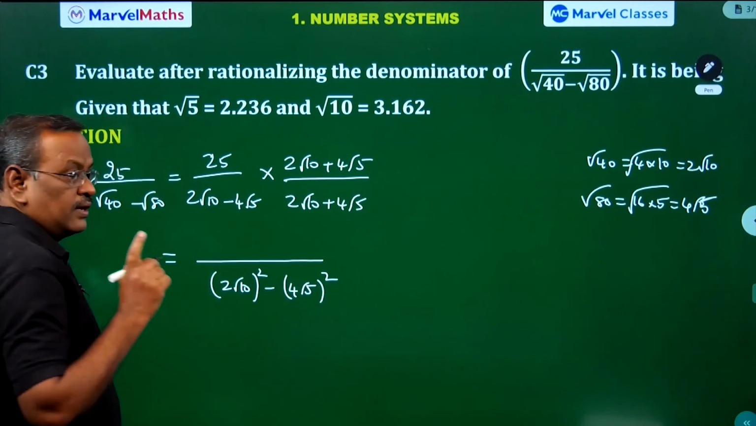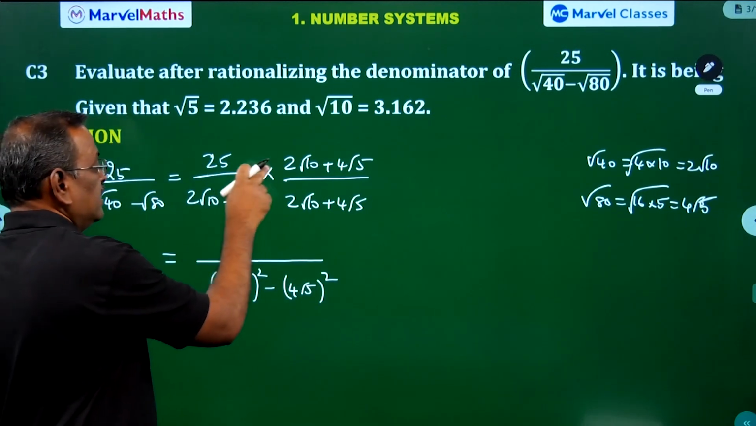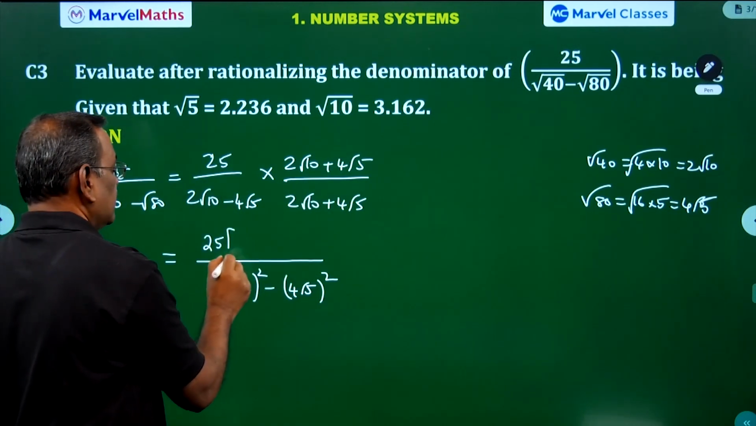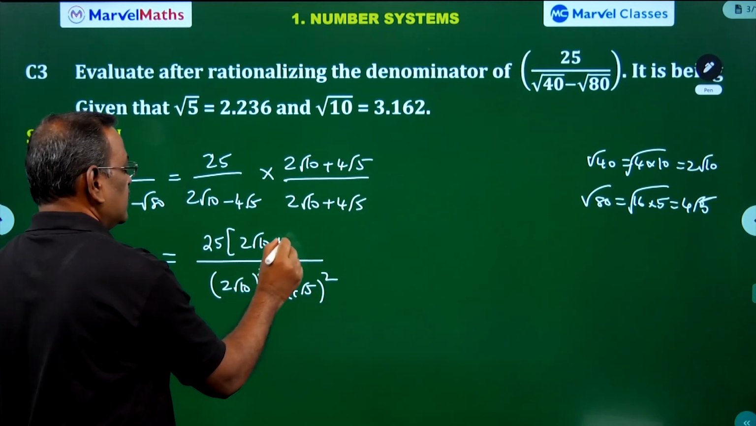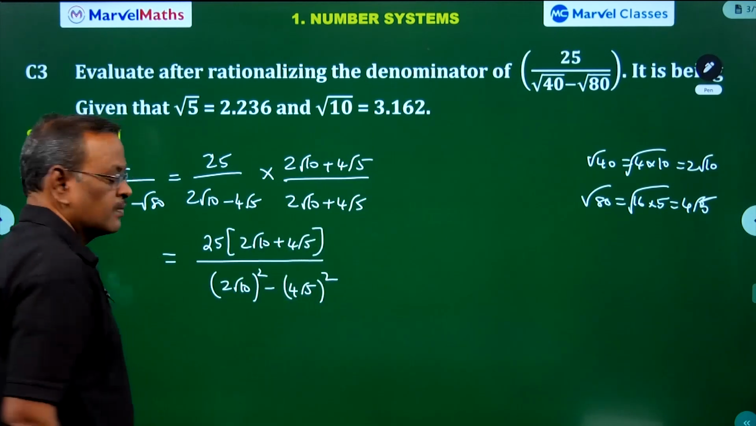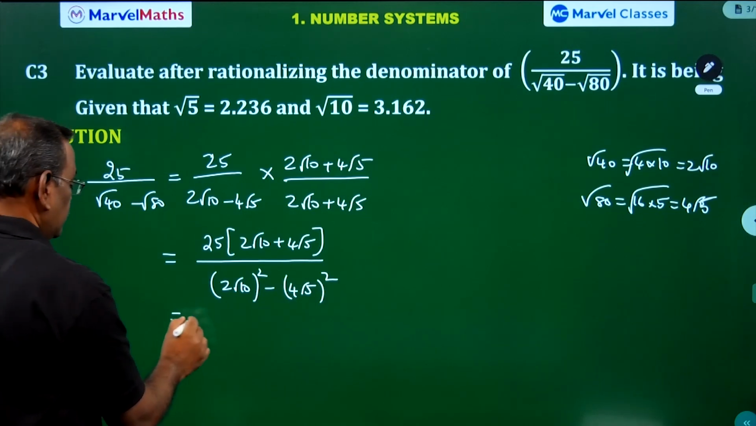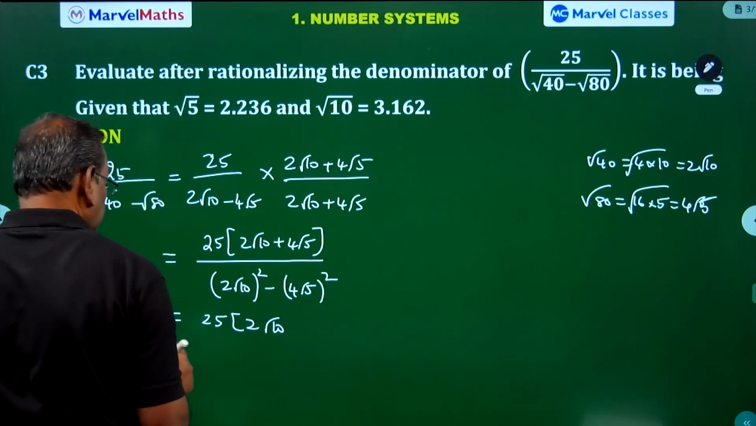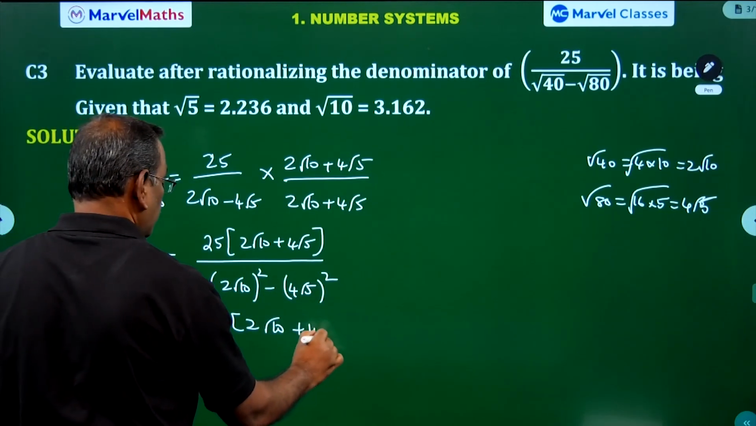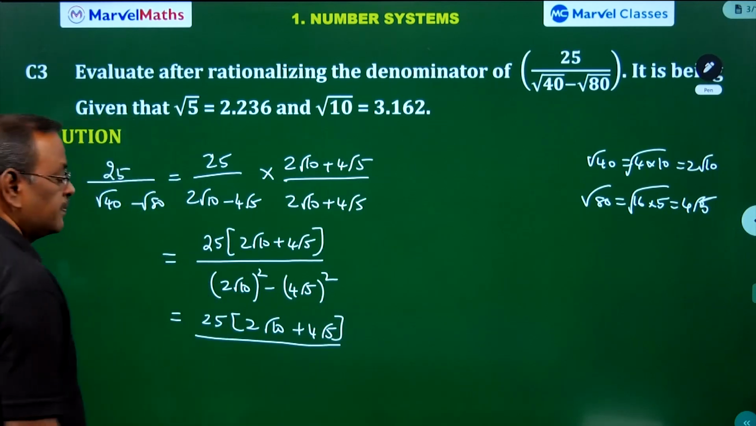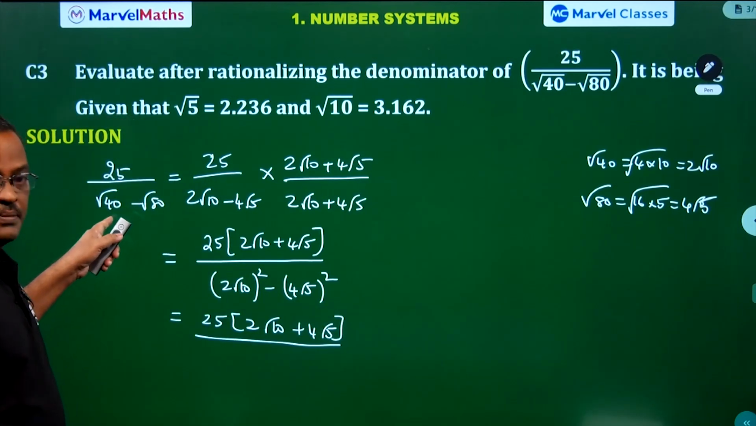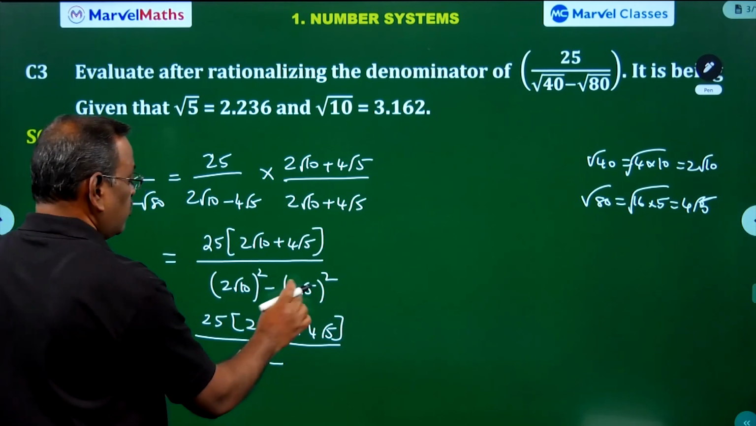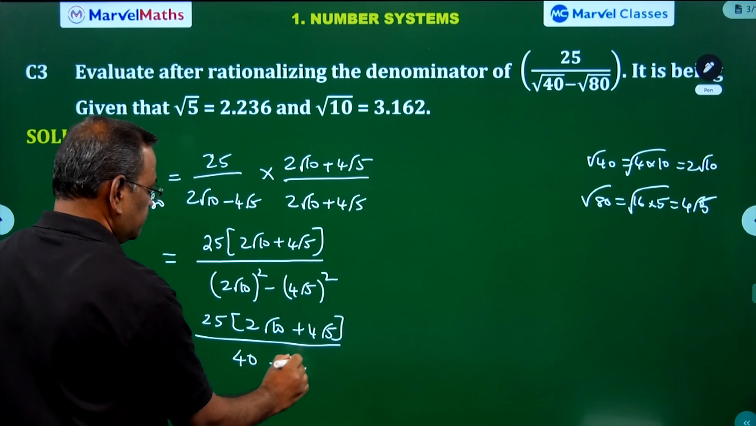And in the numerator, another very important piece of advice: do not multiply this irrational number by 25, always keep this number as it is, 25, the value is 2 root 10 plus 4 root 5. Clear? So, which is equal to 25 into 2 root 10 plus 4 root 5 by 2 root 10 whole square. Actually, this number is taken from only this. So, here this is 40 minus 4 root 5, 16 into 5, 80.